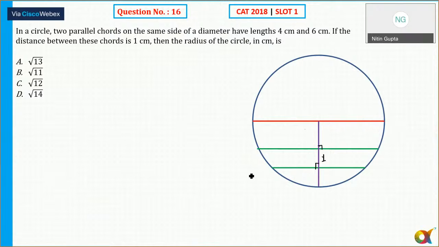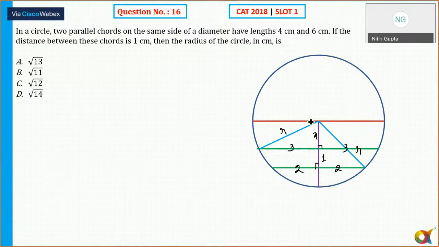And dropping from the center, it will bisect the chord. So I can say this length is 2, this length is 2. This length is 3, this length is 3. And the radius is equal to R. Let's say this is X. And the radius, this is also equal to R. So there are two equations.